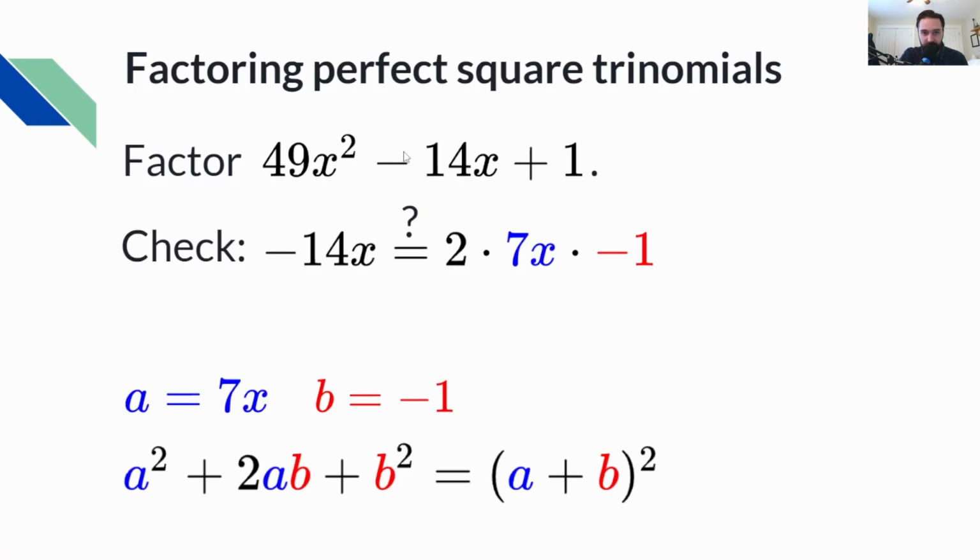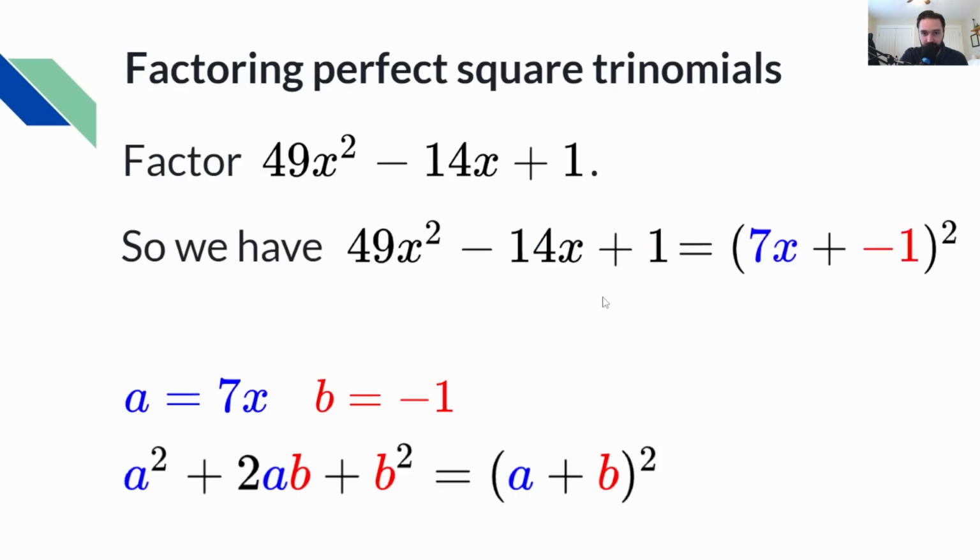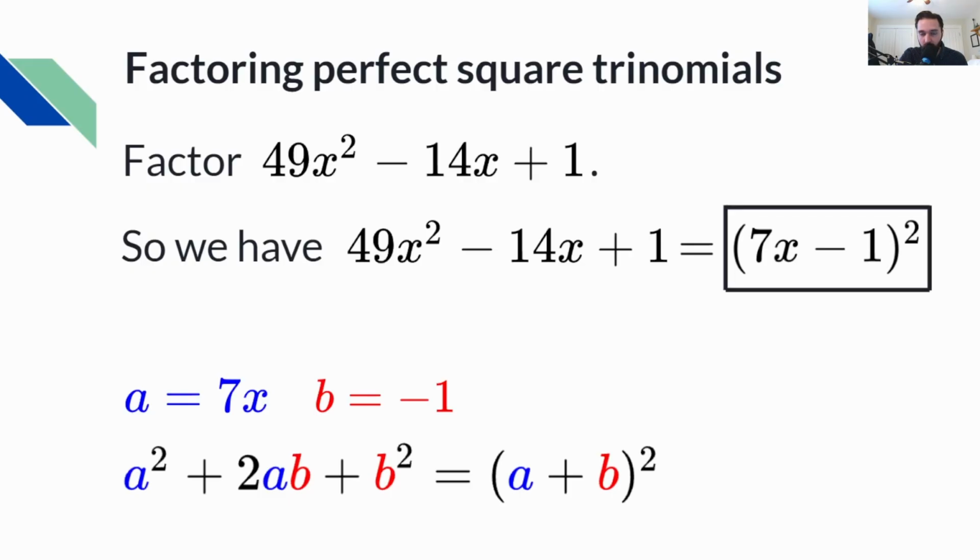Let's check the middle term. Is negative 14x the same thing as 2ab, 2 times 7x times negative 1? The answer is yes, it is the same. So this is a perfect square trinomial, and we can just do a plus b squared. So our answer is 7x minus 1, the whole thing squared.